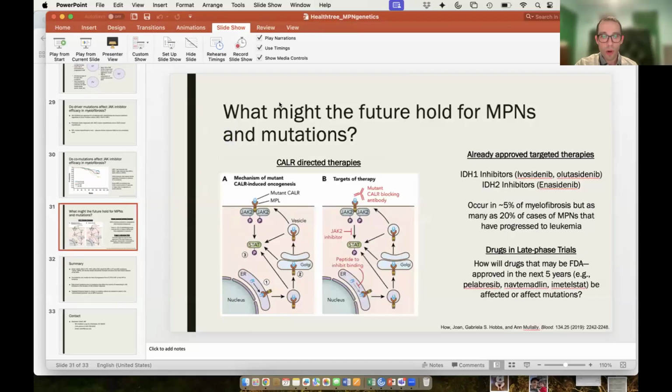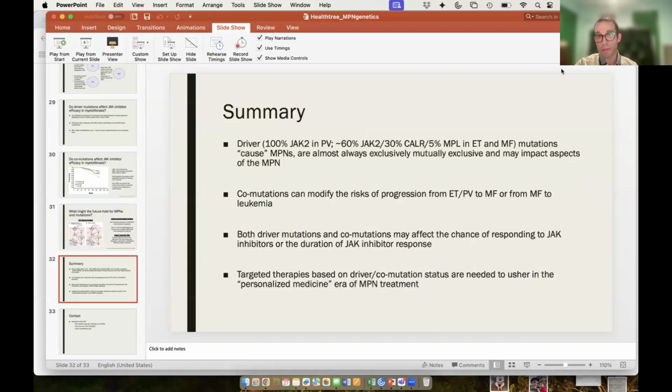I'll just say two quick things. One, I think we're trying to get more personalized in MPNs, and so there are these kind of drugs in development that target CalR specifically that I'm hoping will be in the clinic in the next 5 or 10 years for people with CalR mutations that specifically target that mutated CalR protein. It's very exciting. And then there's other drugs in development that might target things like IDH1, IDH2, or other co-mutations in an attempt to get therapies more personalized on a case-by-case basis for patients with MPNs.